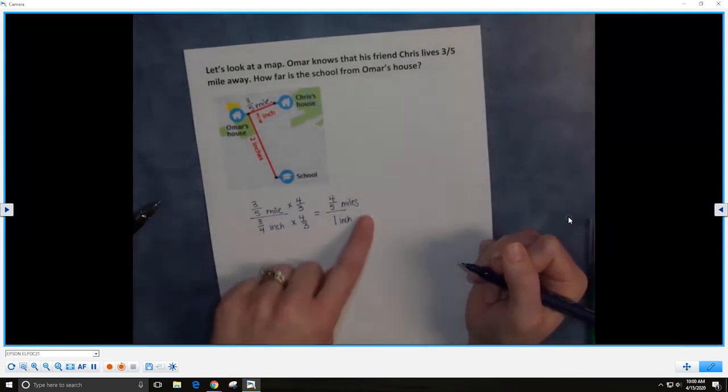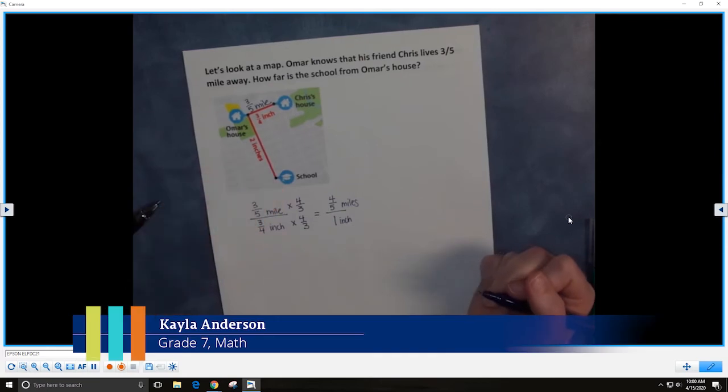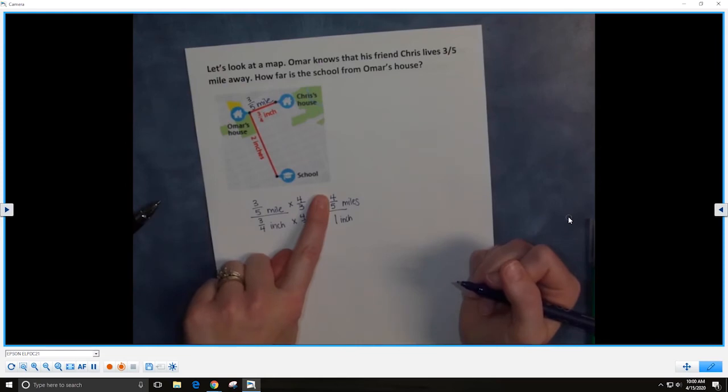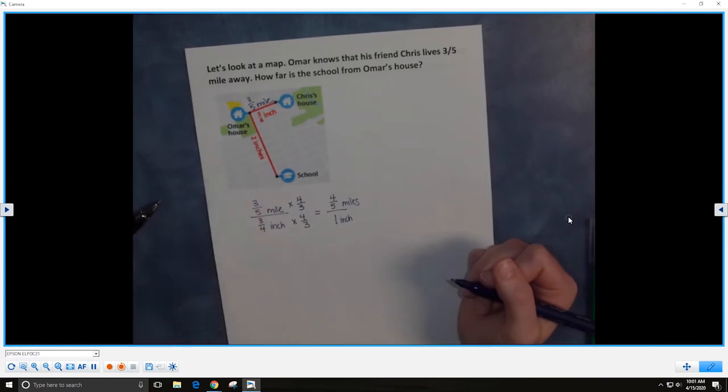So how does this information help us determine the distance from Omar's house to the school? Well, now we know the scale. We know that 1 inch is 4/5 of a mile. So how can we determine the actual distance if the map says that it's 2 inches?